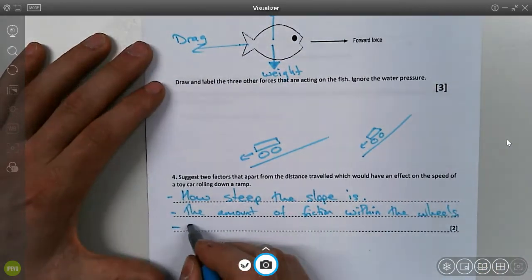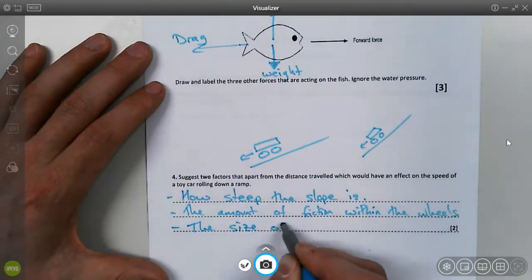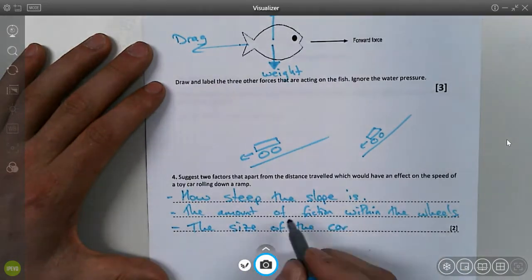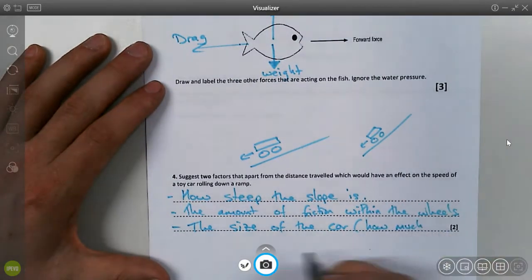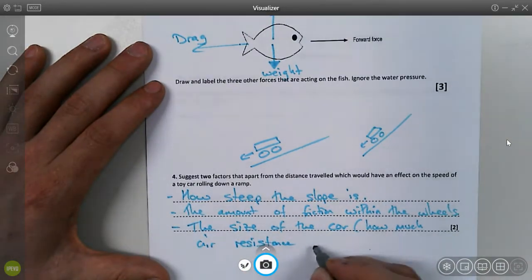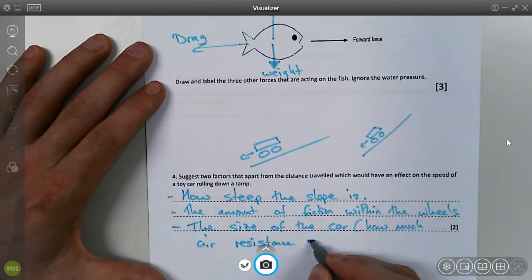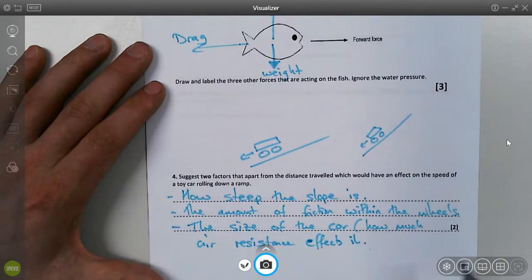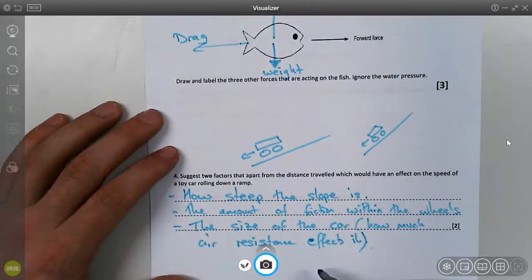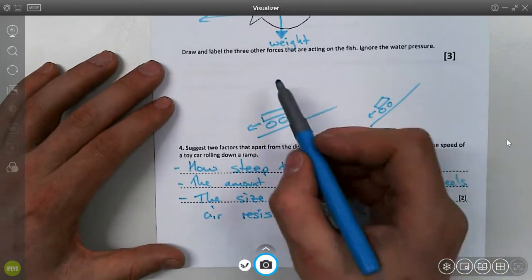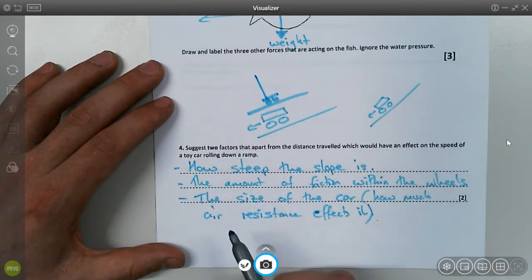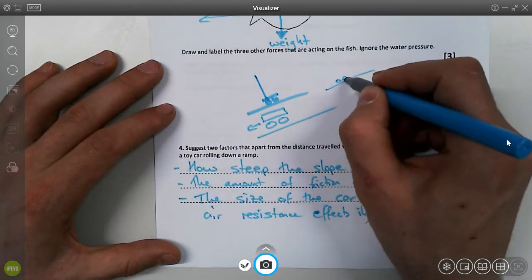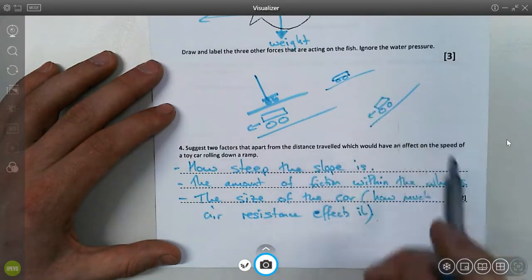And maybe also the size of the car. Now, importantly, I'm going to justify this by saying how much air resistance affects it or can slow it down. Because the size of the car on its own doesn't necessarily make a difference. But if there's a really tall car like this with some wheels on, that's obviously going to experience a lot of air resistance. But if you had a really streamlined car, then that's not going to experience a lot of air resistance.